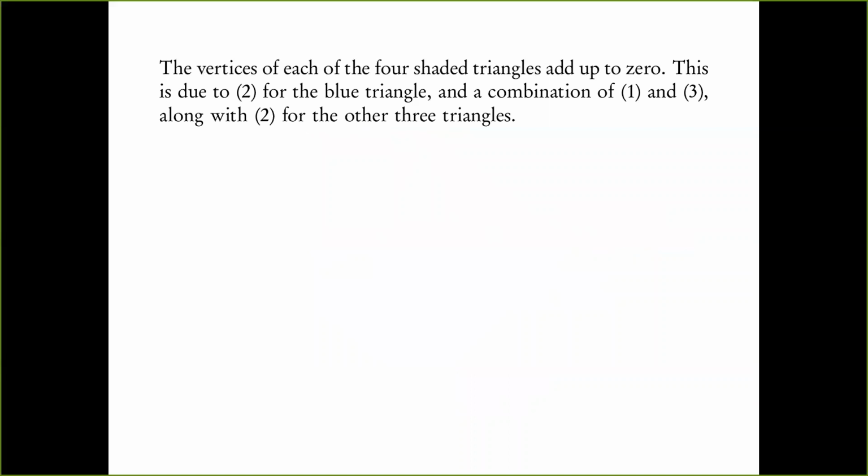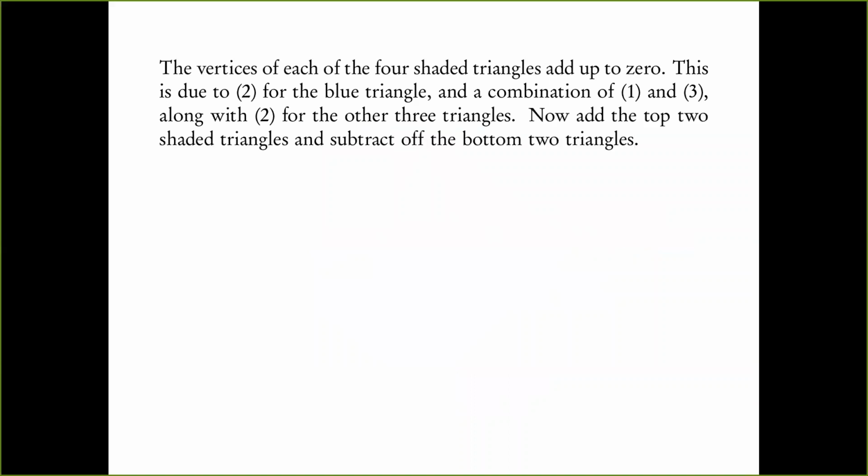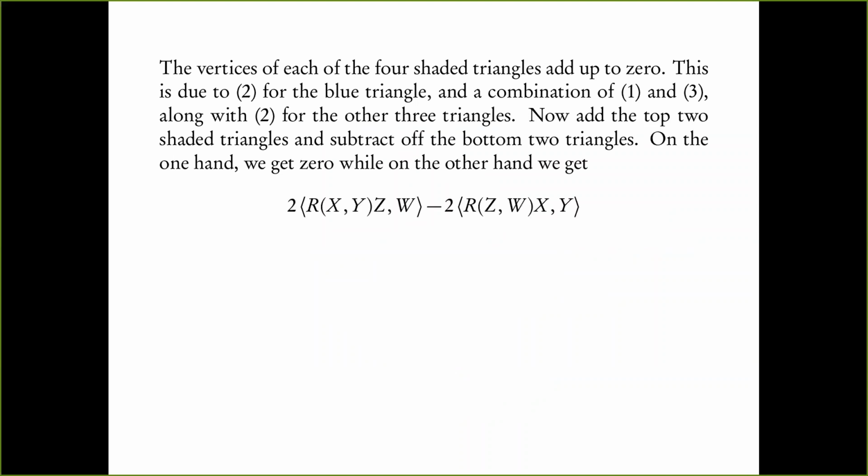Yeah, so as I said, the vertices of each of the 4 shaded triangles add up to 0. Add the 2 top shaded triangles, subtract off the bottom 2 triangles. On the one hand, we get 0. On the other hand, we get this. So this completes the proof. Okay. So we have seen 4 properties. Apart from the first Bianchi identity, the rest you could call the symmetry or the skew symmetry properties of the Riemann curvature.